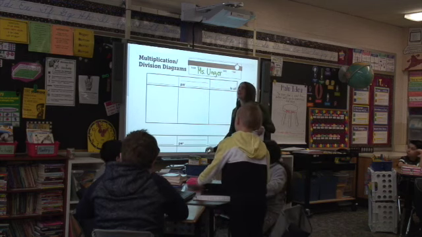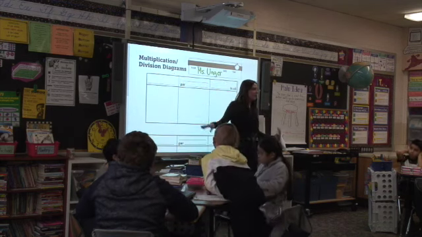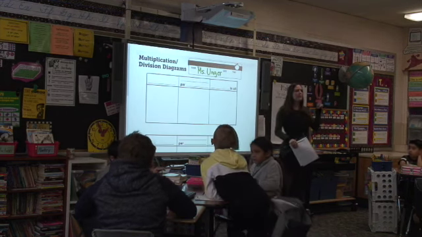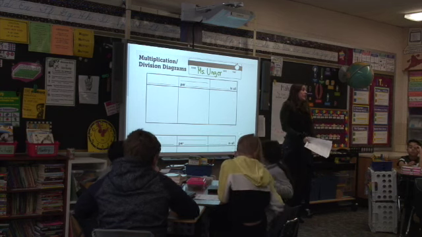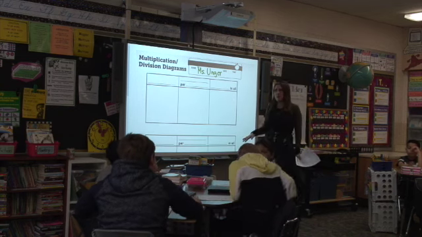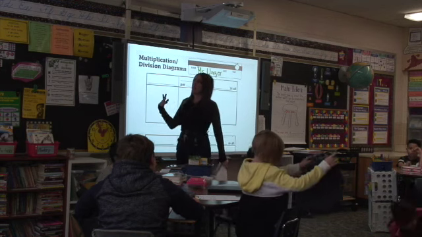So up here in the corner it says multiplication and division diagrams. Now I know you guys have done diagrams before with addition and subtraction problems, but this time we're going to do it with multiplication and division problems. So that's what we're going to be doing today.